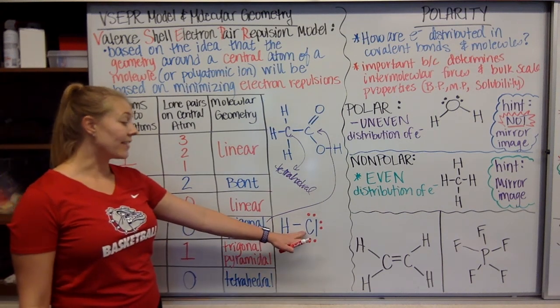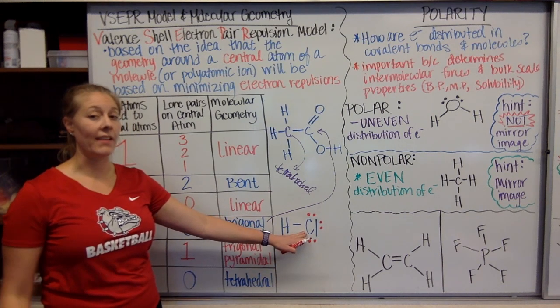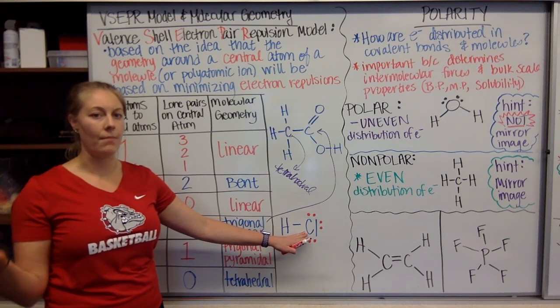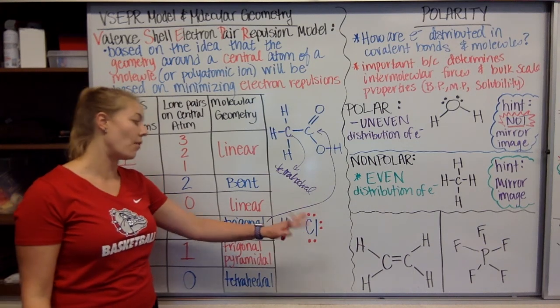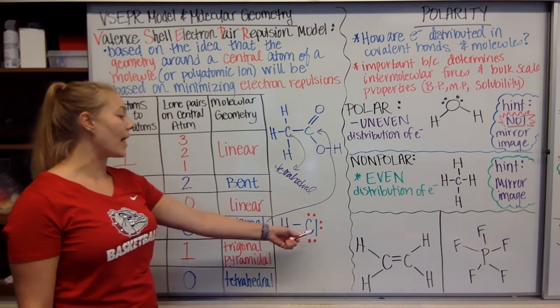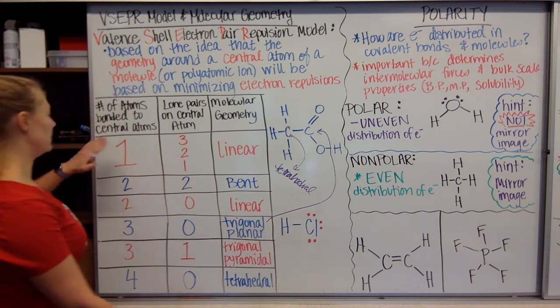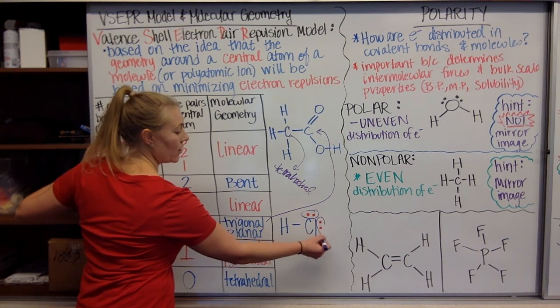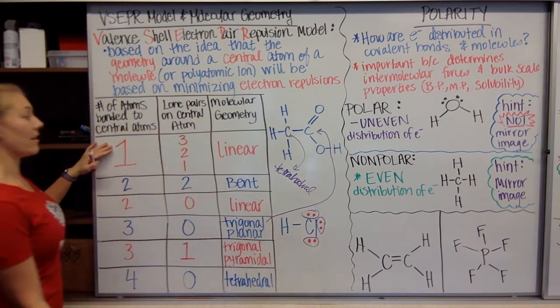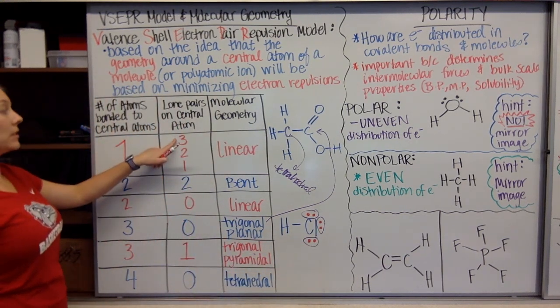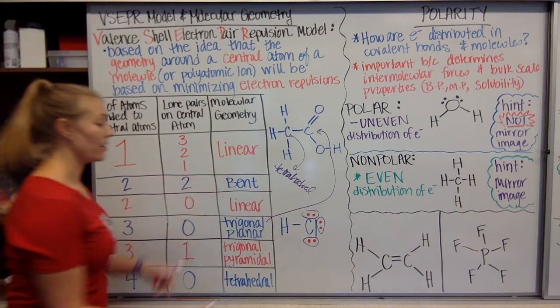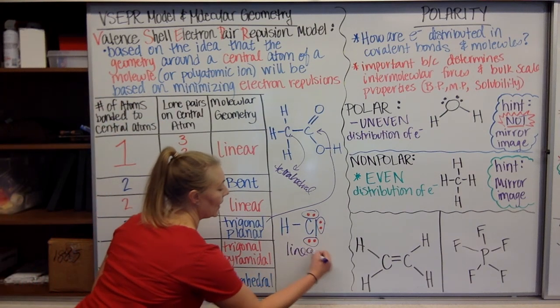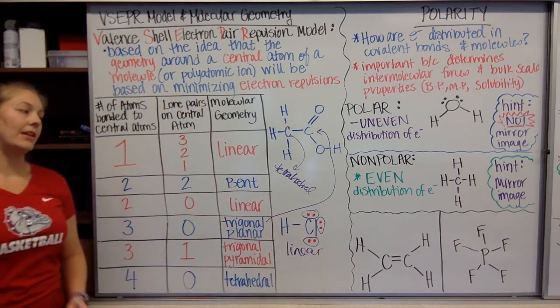Down here, let's look at chlorine, right? So that's technically the center because hydrogen can't be the center. It can't have a full octet. So chlorine's in the center here. How many atoms are bonded to it? Just 1. Here's 1. How many lone pairs are around it? There's 1 pair, 2 pairs, 3 pairs. So 3 lone pairs. This is linear. No matter what, this would have been linear with only 1 atom attached to it.